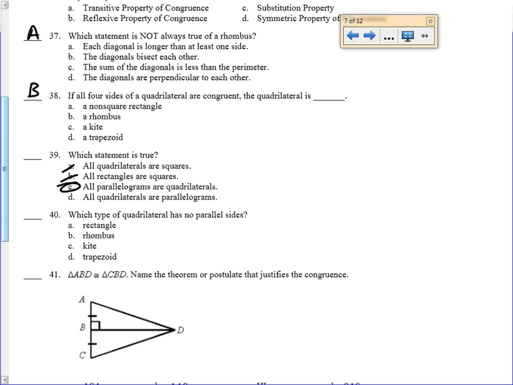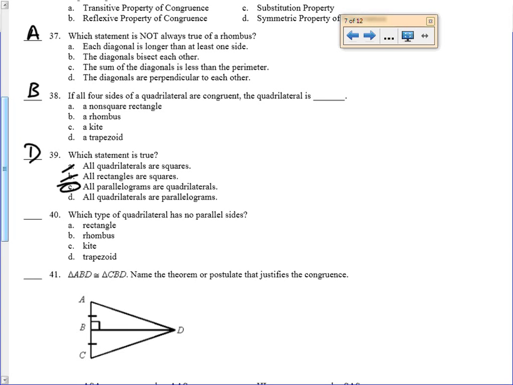Guys, you've got to get this logic now. Day one, you walk into your geometry class next year, they're going to assume you know this. How many things have to be false for a statement to be false? How many things have to be true for something to be true? Everything. Okay, so D is parallelogram.